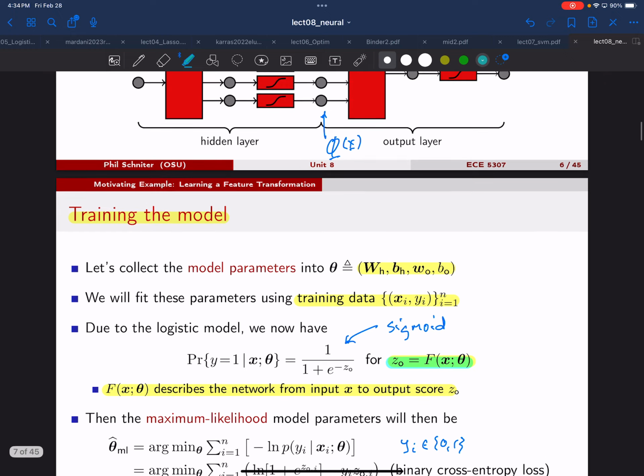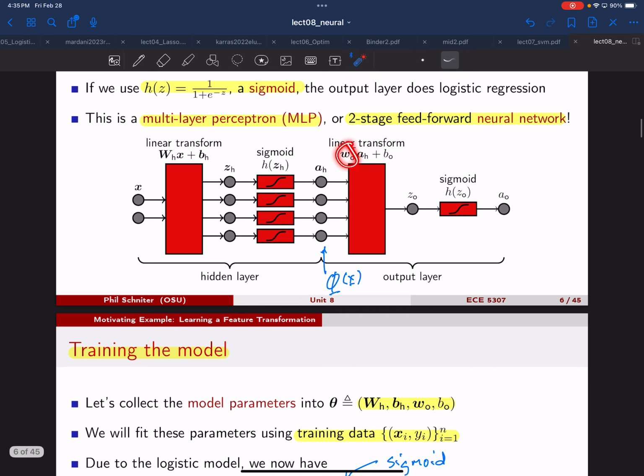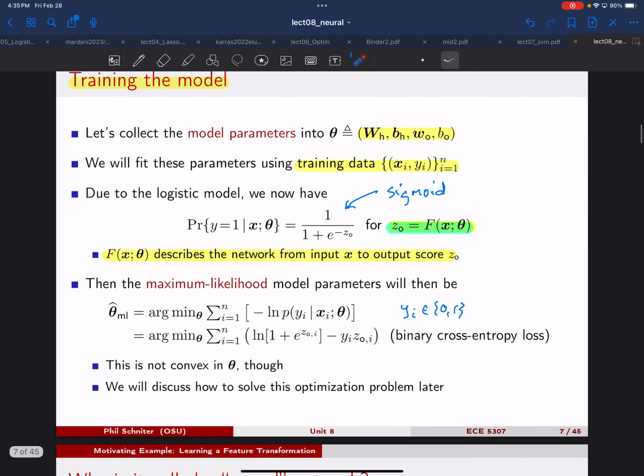All right. And because, like I said, because of these nonlinearities, you can show that the loss is not convex in these parameters. It is convex in these, but not in these ones here. And so that's going to cause some issues for us.